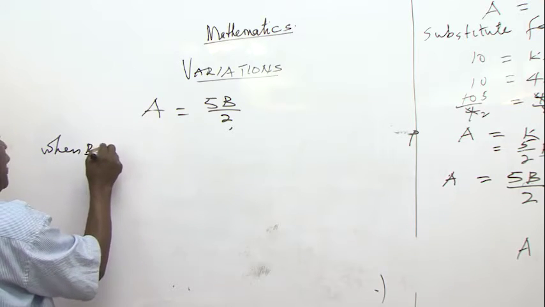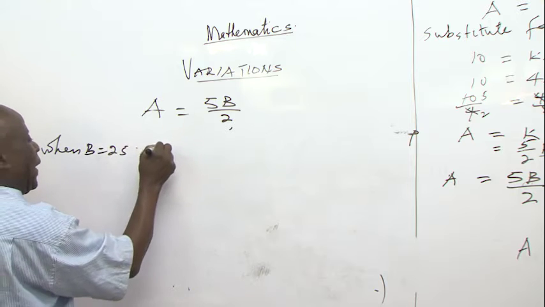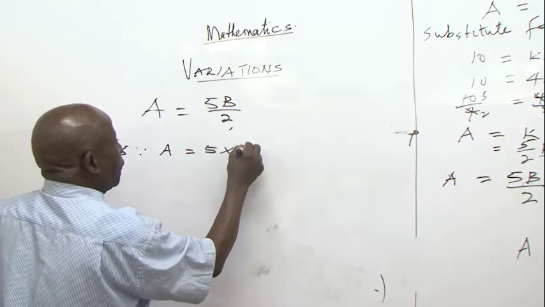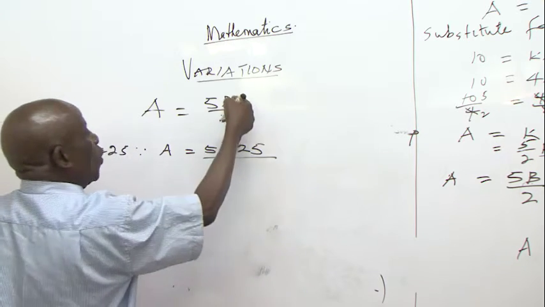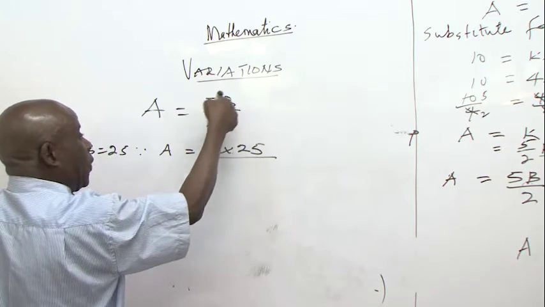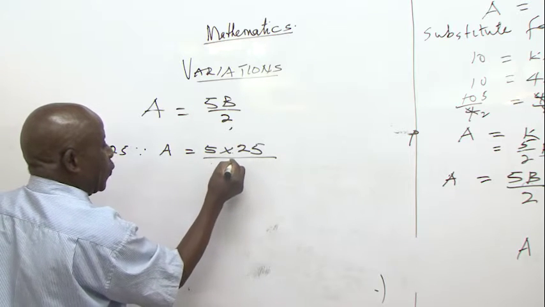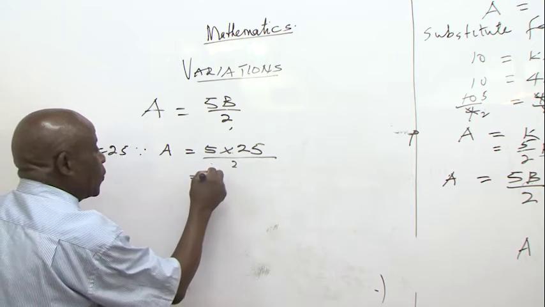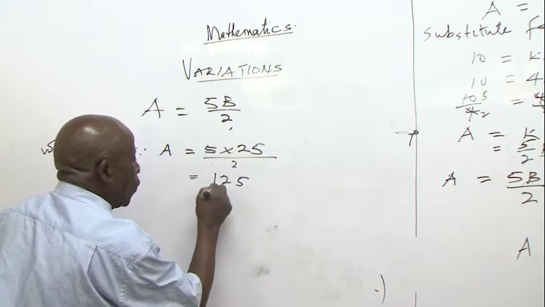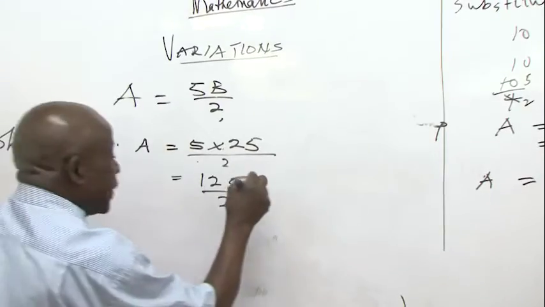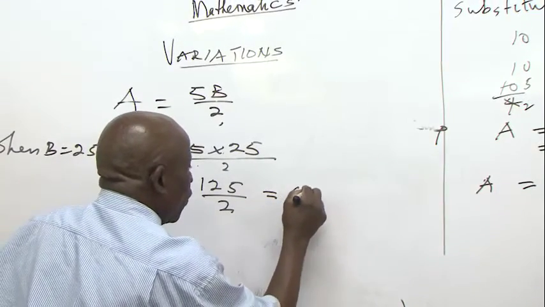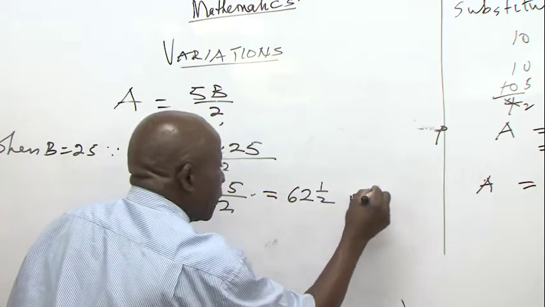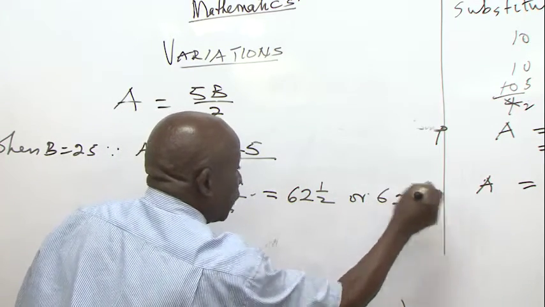When B is 25, therefore, A will be equal to 5 multiplied by 25 everything over 2. You know, B is 25. 5/2, you don't write 2 here, you write it here. It's still the same thing. This equals 125/2, which is the same thing as 62.5, or you leave it like this, or 62.5 they will give you.